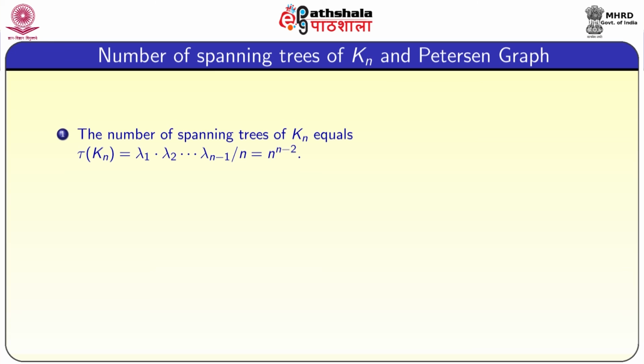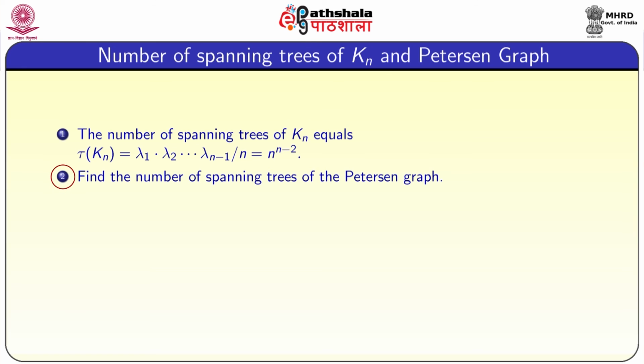whereas we know that the Laplacian eigenvalues of Kn are 0 one time and n, n minus 1 times. So lambda 1 into lambda 2 and so on up to lambda n minus 1 is equal to n power n minus 1. So we have the number of spanning trees of the complete graph is equal to n power n minus 2.